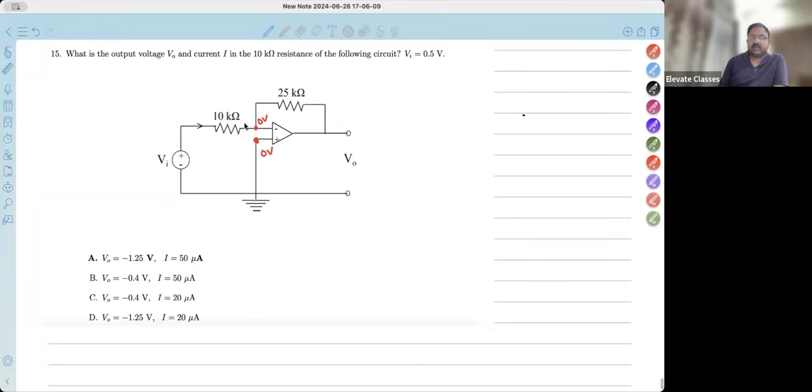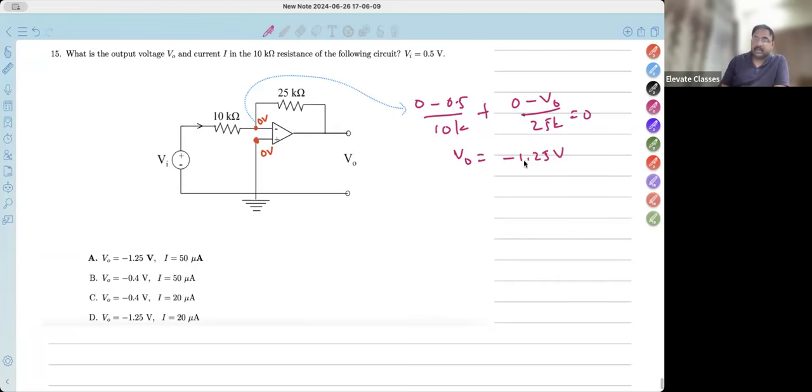Now simply apply nodal over here. यहाँ nodal लगाओगे तो क्या होगा? 0 minus input upon 10. Input कितना दिया है? 0.5 upon 10 के. Plus यहाँ आओगे तो क्या होगा? 0 minus output upon 25 के is equal to 0. From here, just calculate the output. Output should come out to be minus 1.25 volts. Minus 1.25 volts. Okay. Yes, Pradeep, you're right.